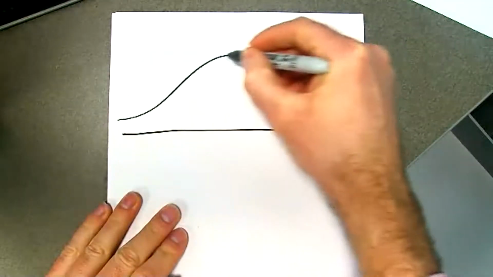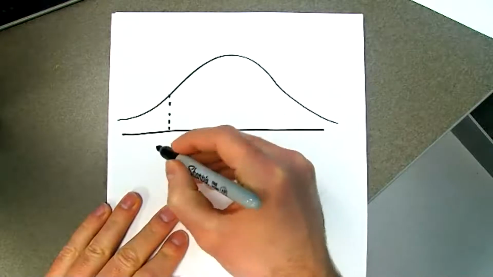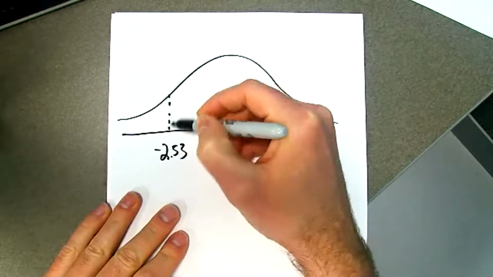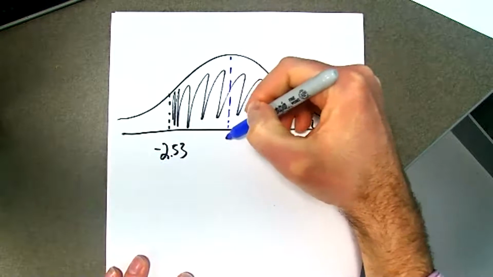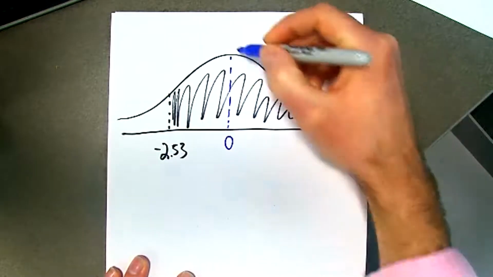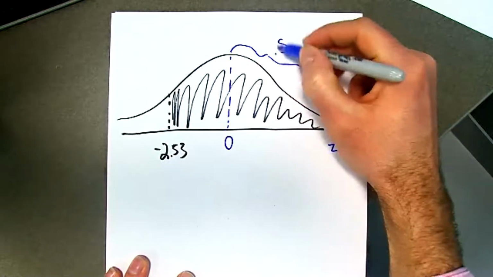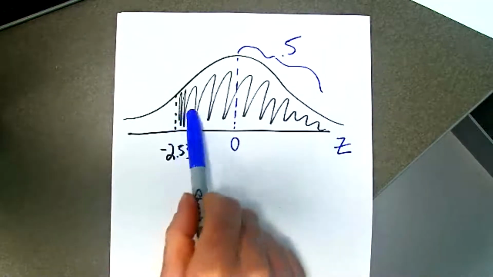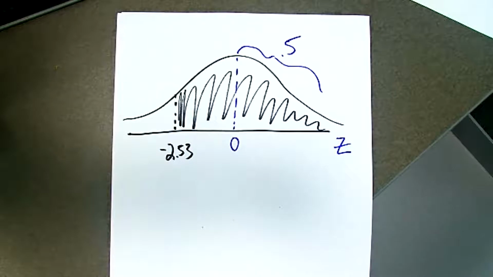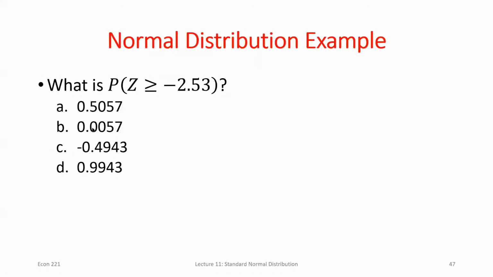Well, if I want the probability of being greater than negative 2.53, if I remember the mean of my standard normal distribution, we're looking at z-scores, the area to the right of the mean should be 0.5. So right away, I know that this probability has to be greater than 0.5, because it includes this area plus some additional area. Now, if I look at the possible answers, I can rule B out because it's not greater than 0.5, but what about between A and D?